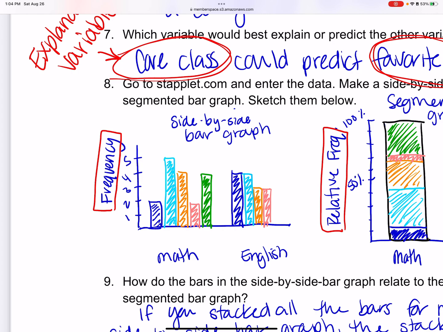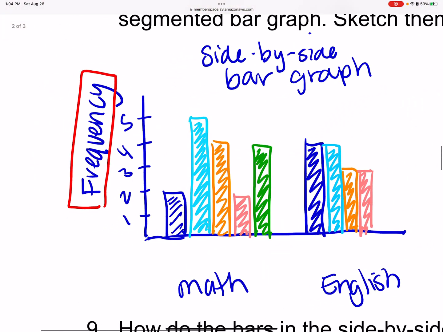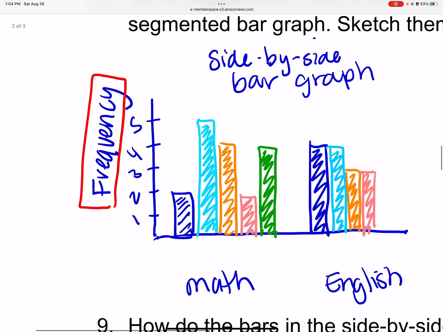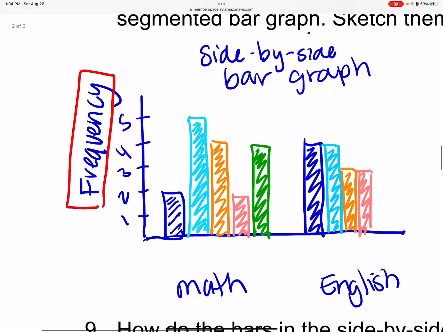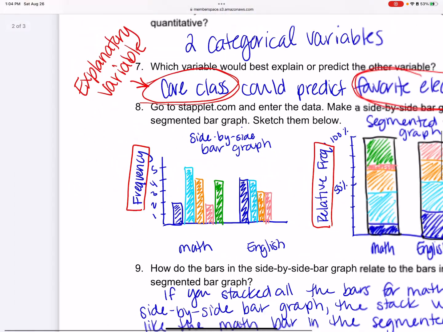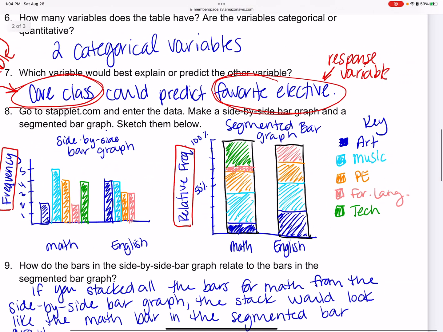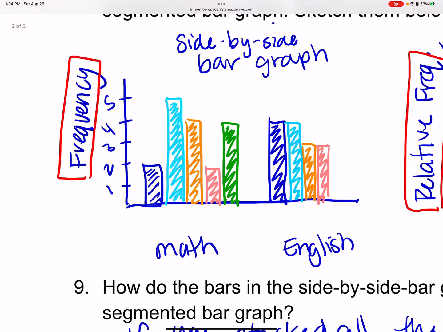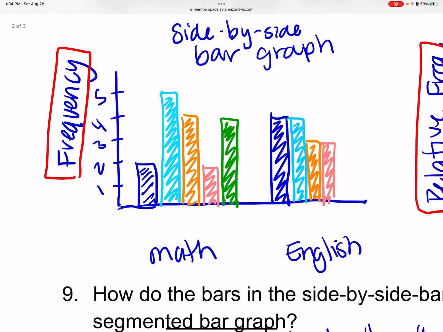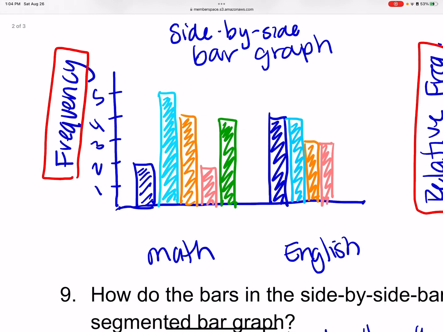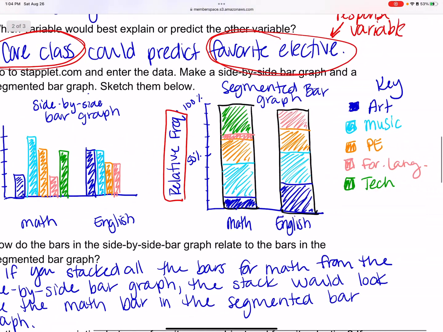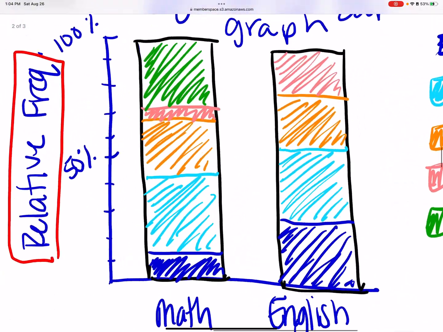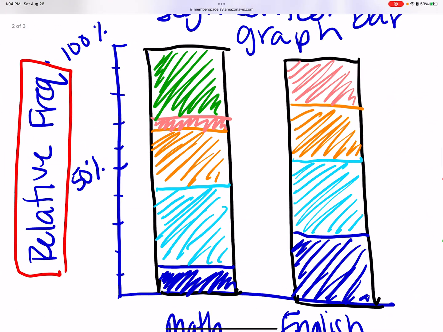So again, for a graph to have full credit, we have title, label, tick, tick, tick. I've got my title. I've got my labels on the x-axis, a label on my y-axis of frequency, and my tick marks. I have my key, which tells me what the colors are for, and then I have my frequency on the y-axis. So the side-by-side bar graph just shows I have my math and my English, and I have a frequency. My segmented bar graph, notice it goes up to 100%.